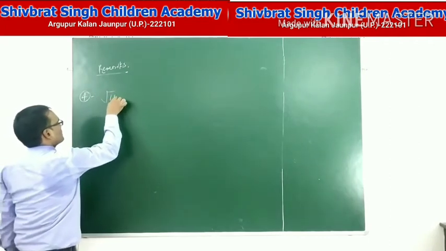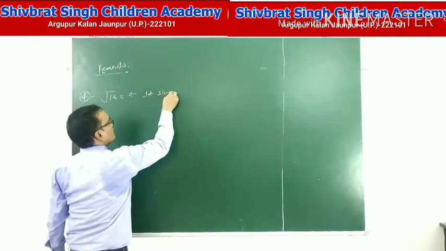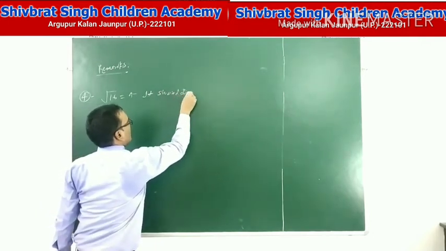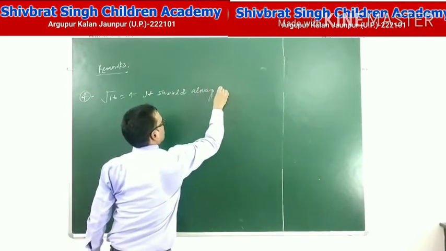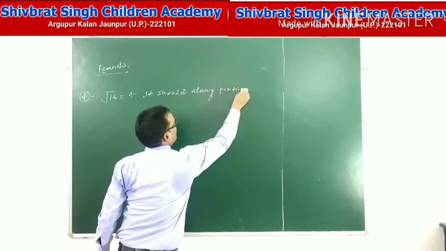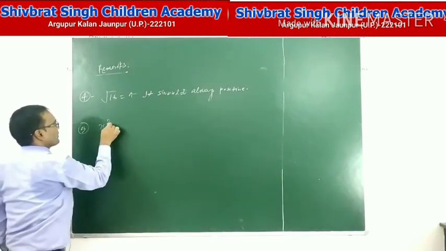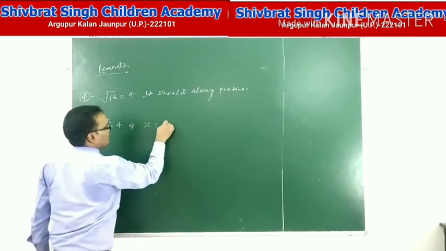Square root of 16 is 4. It should always be positive, not negative. And fifth, x square equal to 4 implies that the value of x equals plus or minus 2.